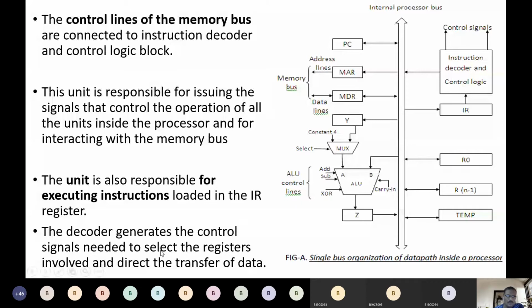And also this decoder, the same unit we are referring to, generates the control signals. You can see the arrows, which are the control signals needed to select the registers involved. So we may have n registers, R0 to R15. Which register do we need to select? The specific task is also coordinated by this unit. So it selects one of these registers and does the transfer of data.